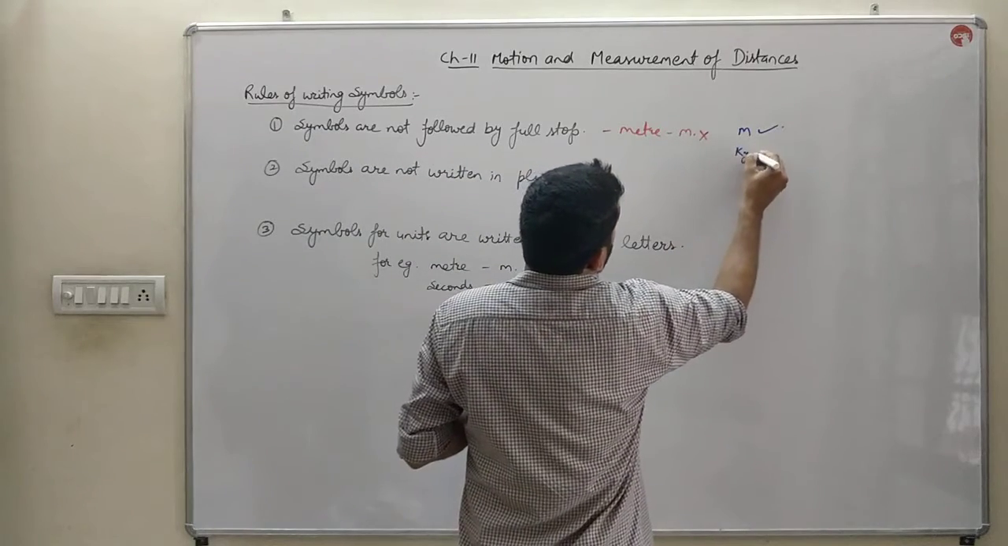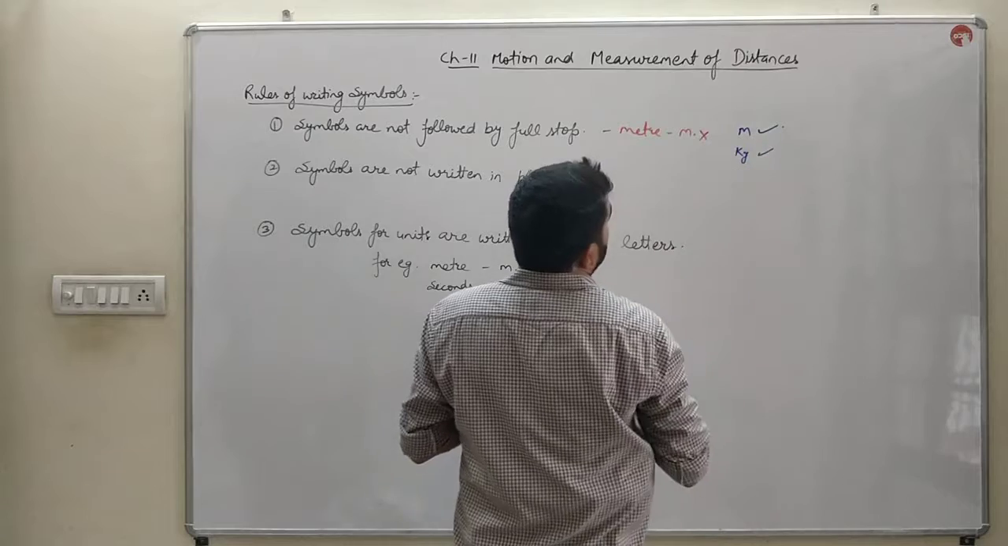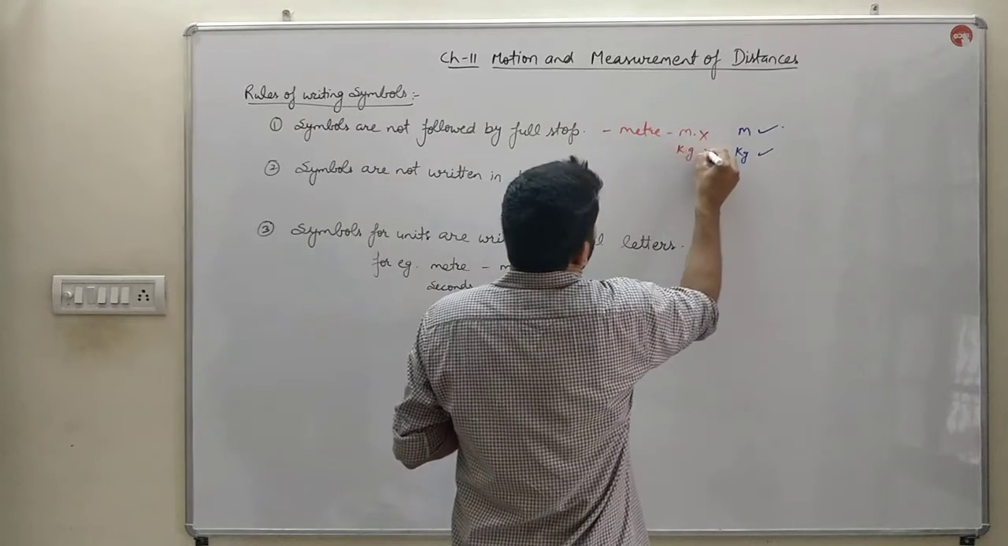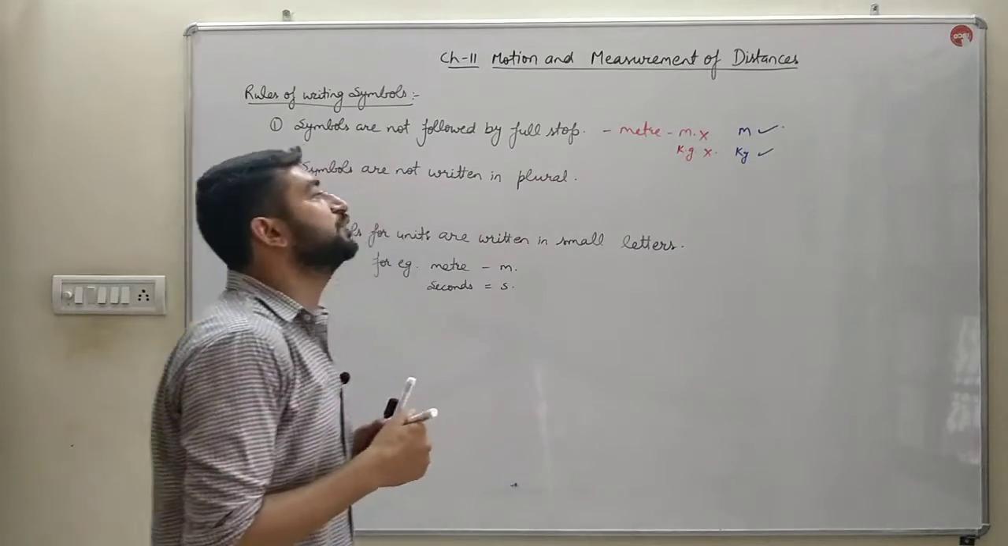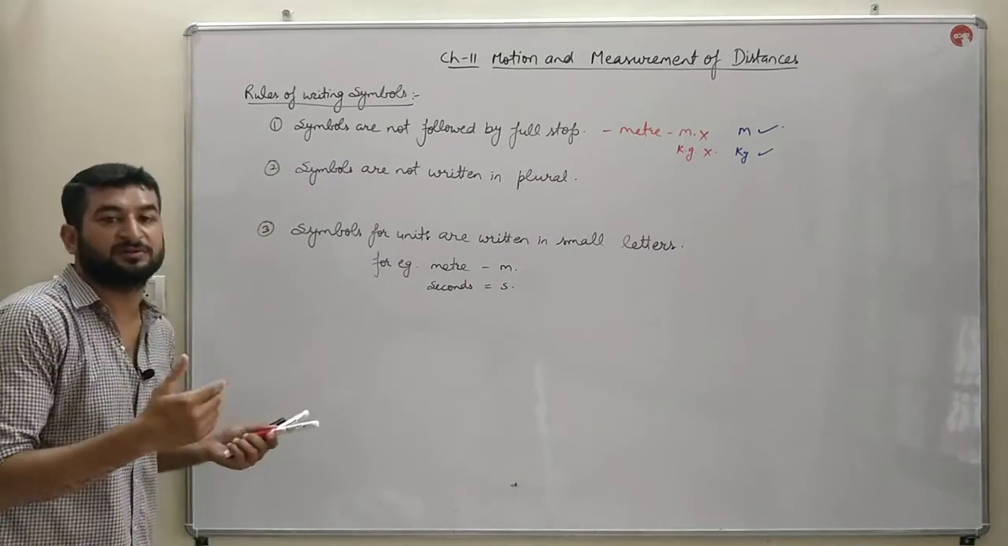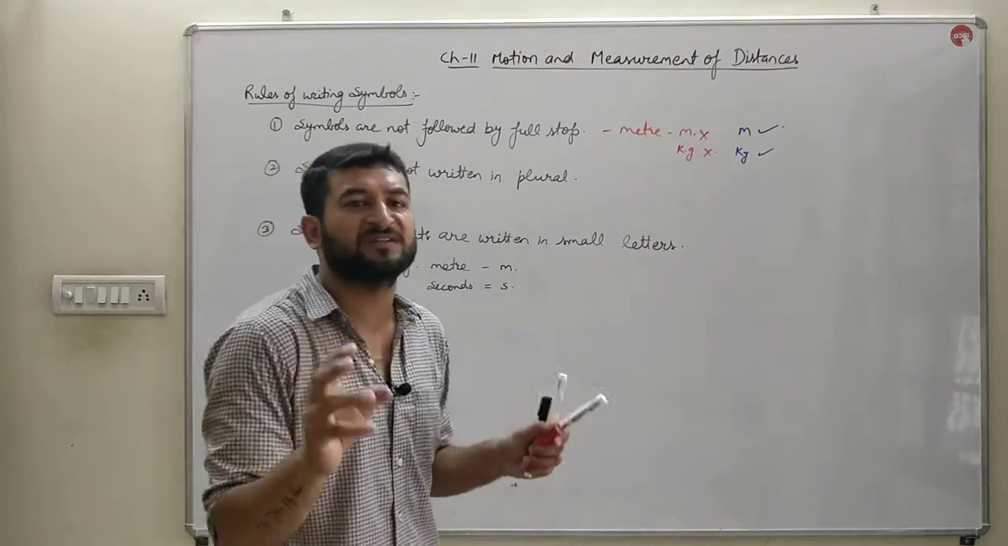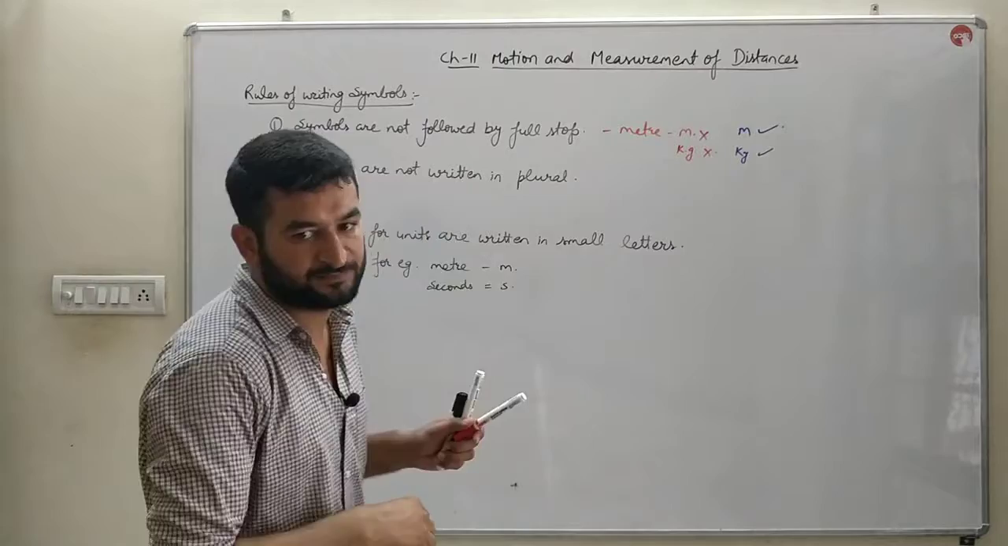kg is written like this, not like this. So there are no full stops in between the units or after the unit. The symbols of the units are always written without full stops.